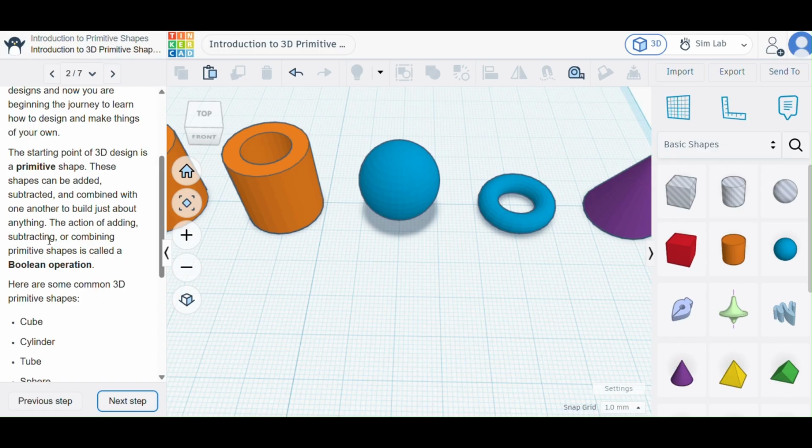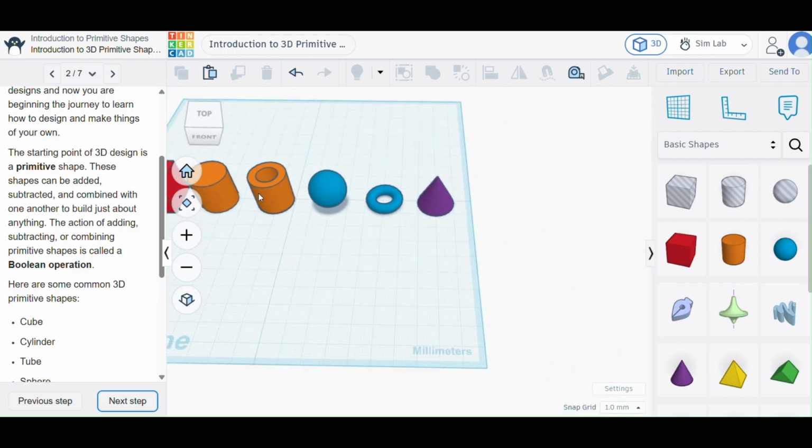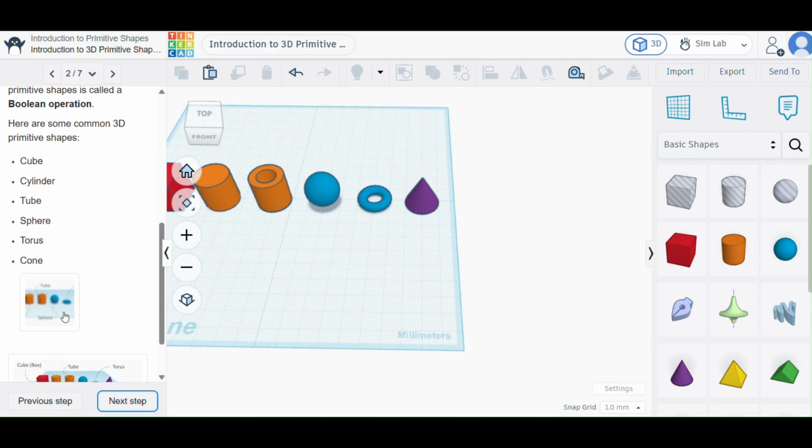The action of adding, subtracting, or combining primitive shapes is called a Boolean operation. That is a weird word. Boolean operation. It's an important word to remember because if you're talking to people who do 3D modeling, they will know what you're talking about. Nobody else will know what you're talking about, but people who do 3D modeling will know. And that is the kind of thing where you take this cylinder and cut a piece out with that other cylinder like we did in the tutorials. When you cut that piece out, that is called a Boolean operation.